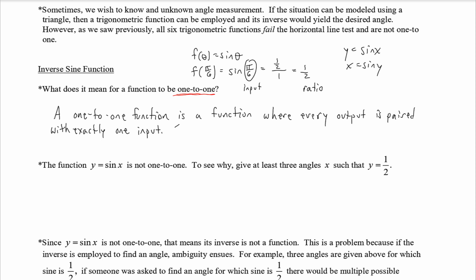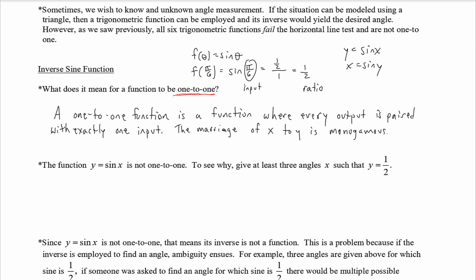Another way to think of this is that the marriage of x to y is monogamous. So every x is married to one y, and that y is married to just that one x. They're just seeing each other, and that's it.